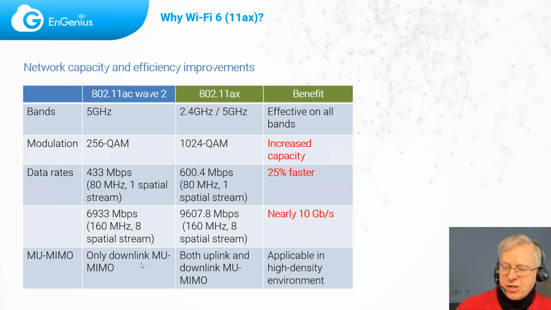And then the other thing is that where for AC you only have downlink multi-user MIMO, for AX it works both ways, which is very nice for especially high density environments.